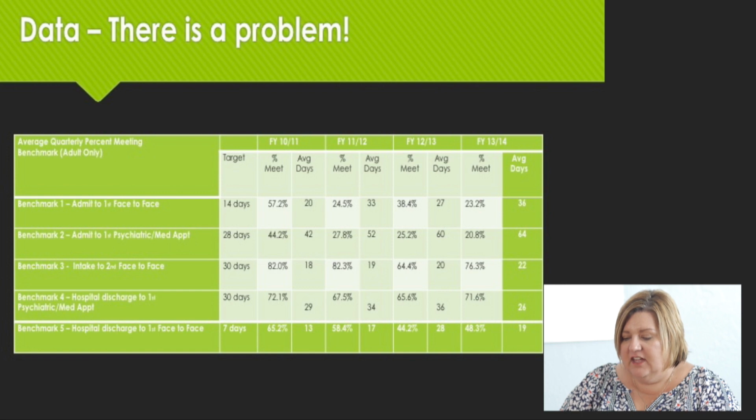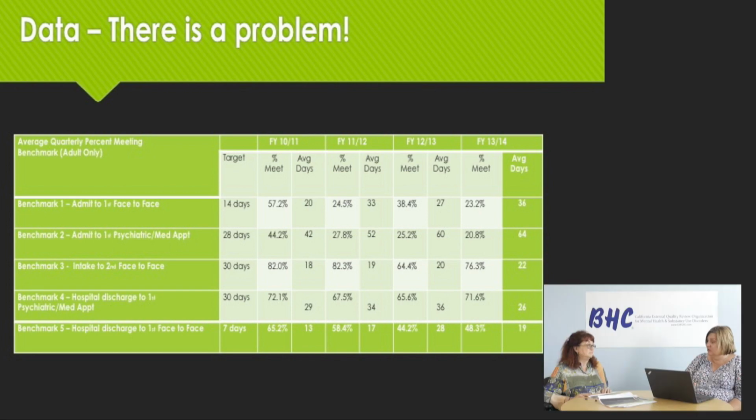You'll see on here that it's only taking 26 days on average for somebody from a hospital discharge to a first psychiatric appointment, and the goal is 30 days. So they're meeting that particular goal. But if you look at the admit to first face-to-face, that's 36 days. So what's happening different in those two scenarios? That's what data can get you to. After you get your data, you can formulate your study question.